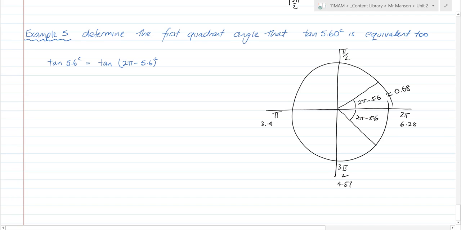But I've checked in that first quadrant and the fourth quadrant, and based on my CAST diagram, CAST, I can see that tan is negative. And so now I just make this negative, and the alternate is I could write it down as negative tan of 0.68. You'll notice here, the question says, determine the first quadrant angle that tan of 5.6 radians is equivalent to. It's not asking you to determine what tan of 5.6 radians equals, just asking to find the first quadrant angle. So we find the right quadrant, and then we bring it across to there. So in this case, the answer is probably 0.68. There it is. Thanks, ladies and gents.